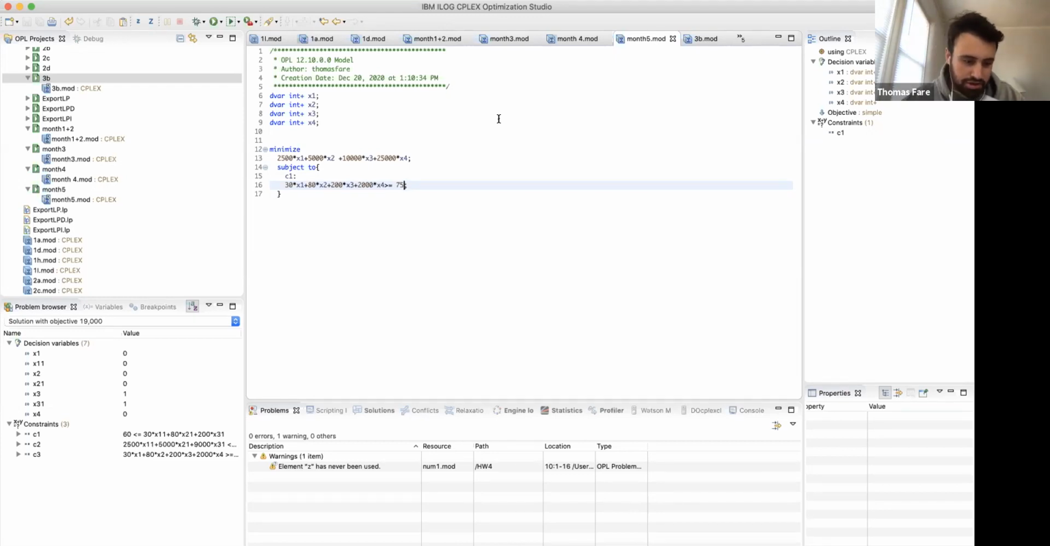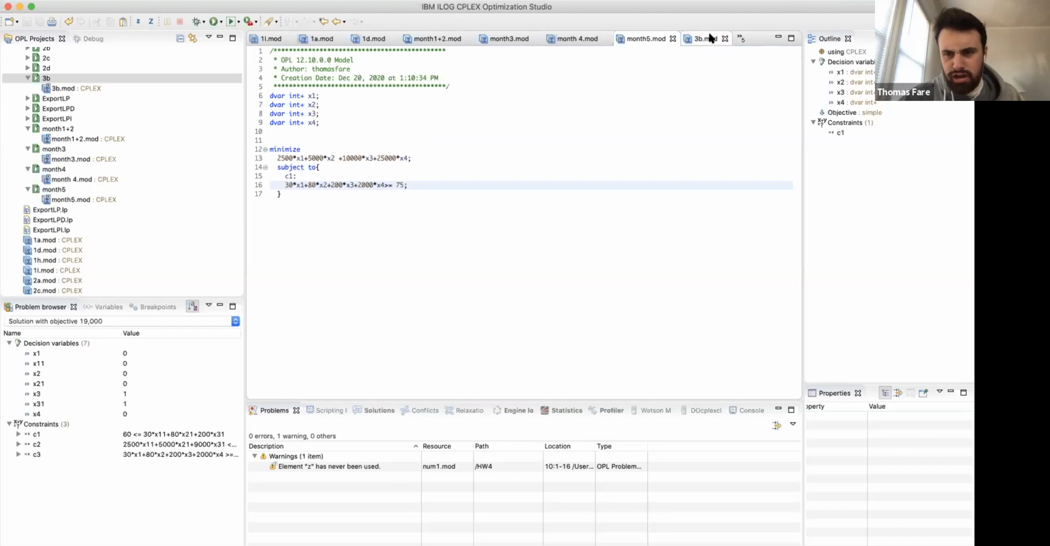So the optimal solution, your cost would be 22,500 with one single person, one 30-person server, two 80-person servers, and one 200-person server.